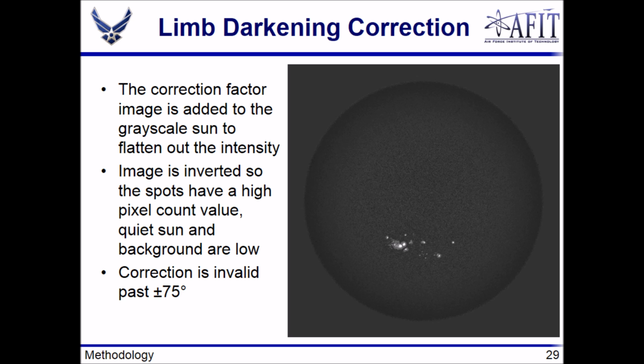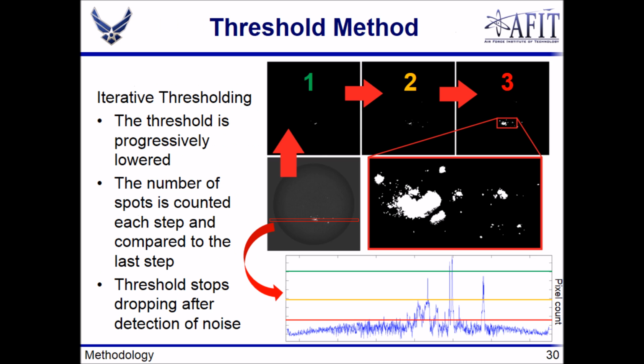And one thing to note here is that you can see the correction is valid past approximately plus or minus 75 degrees. So that's something to keep in mind when we go to analyze the results here. After I have corrected for the limb darkening, the next step that I want to do is find all of the sunspots in the image.